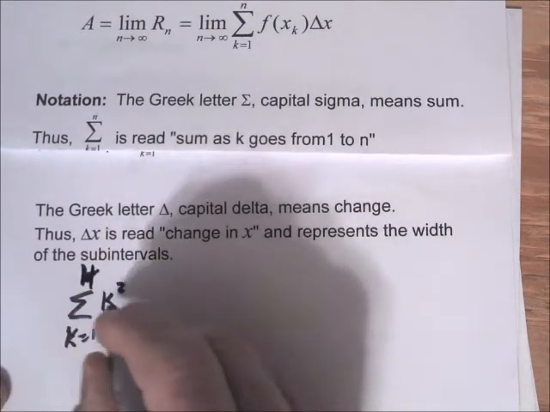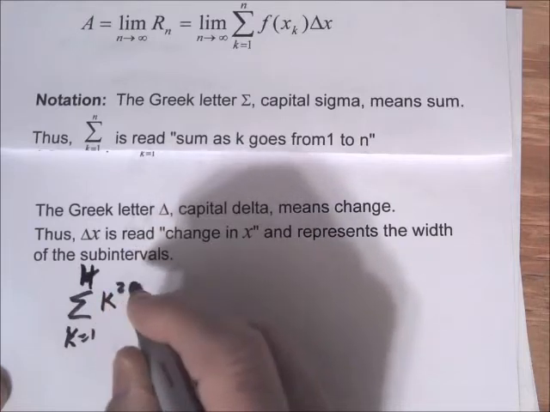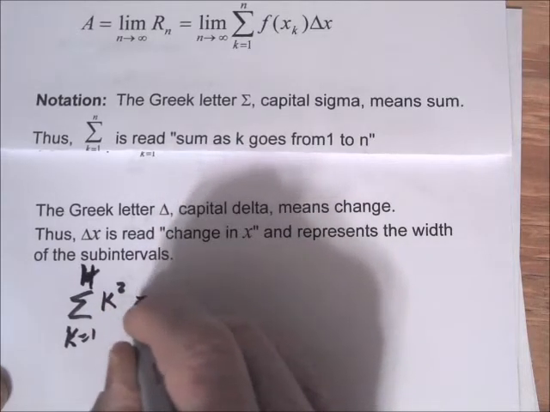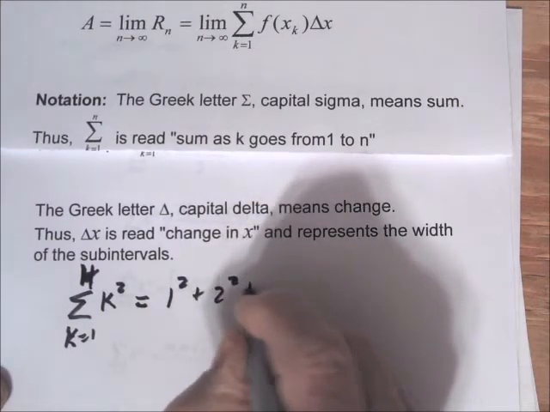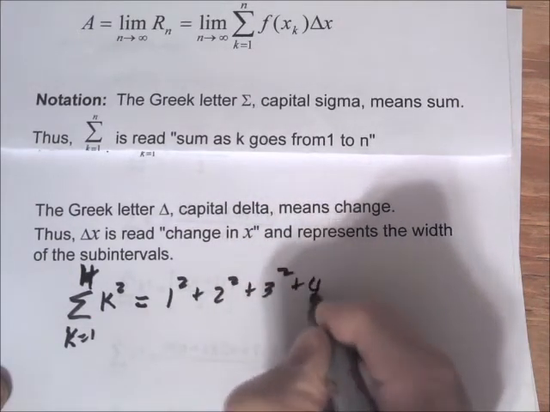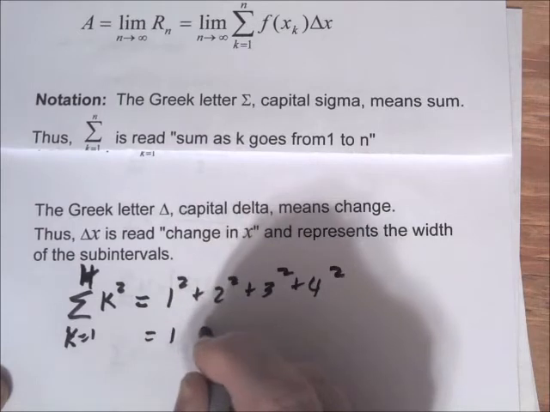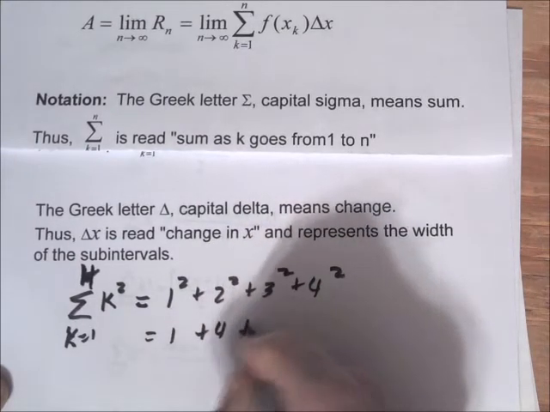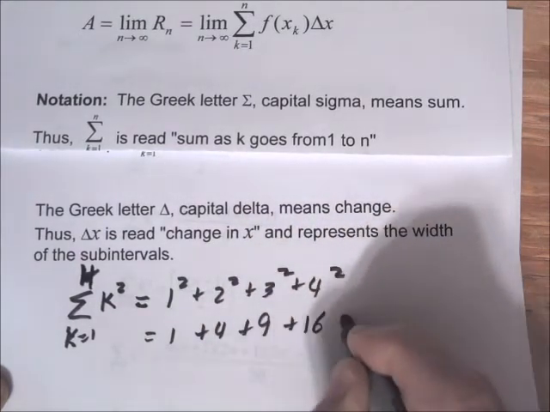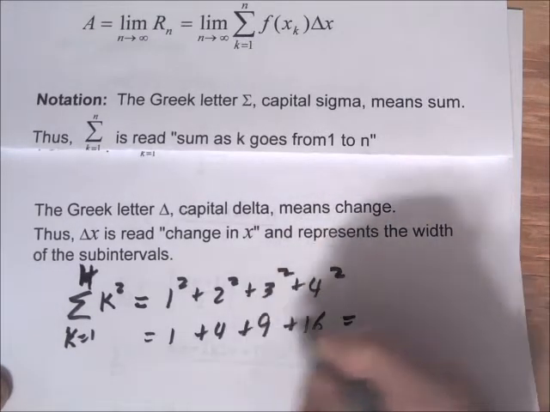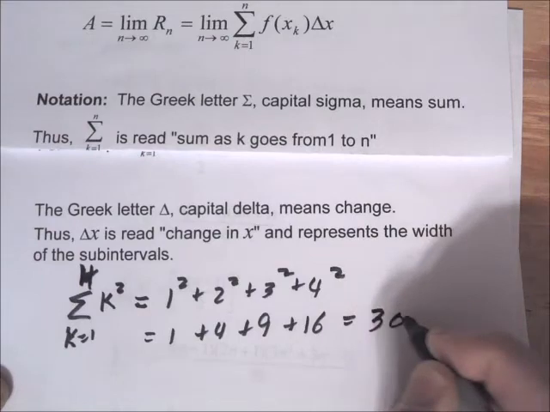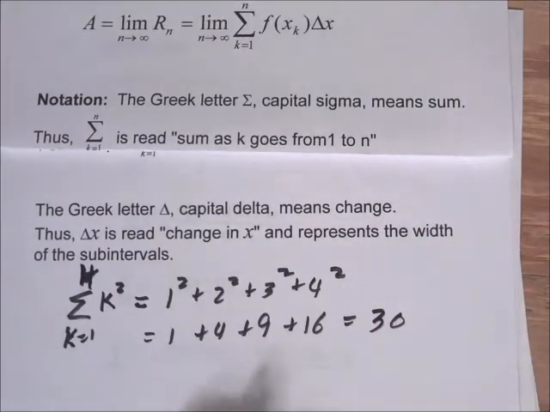So the summation as k goes from 1 to 4 of k squared is going to be 1 squared plus 2 squared plus 3 squared plus 4 squared. Well, 1 squared is 1, 2 squared is 4, 3 squared is 9, 4 squared is 16. So 16 plus 9 is 25, plus 4 is 29, plus 1 is 30. So that's just an example of a sum.